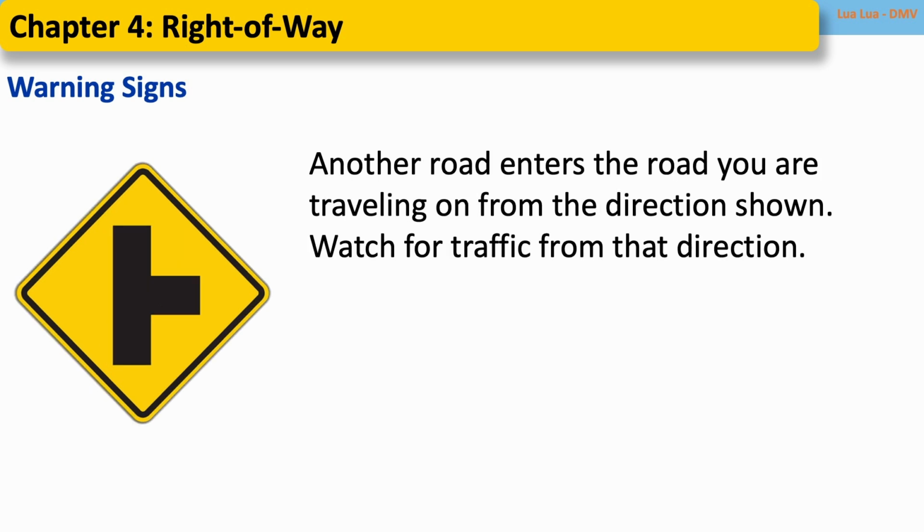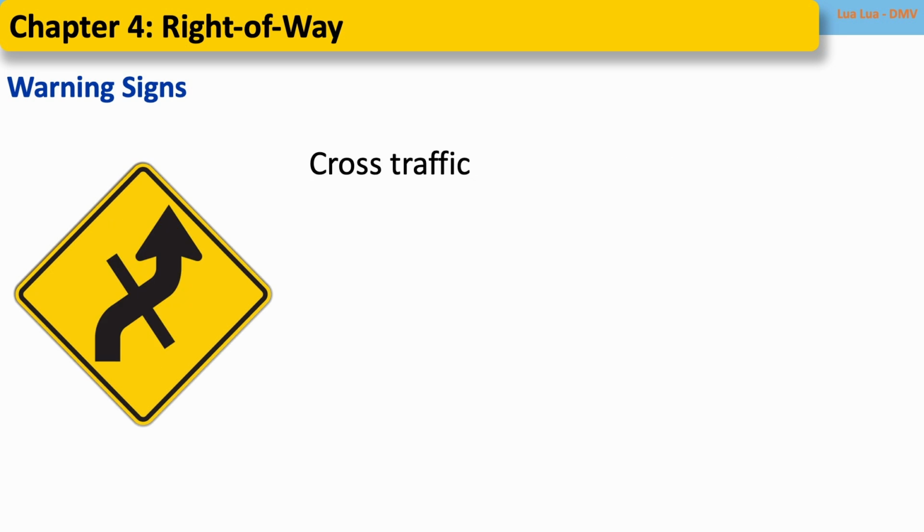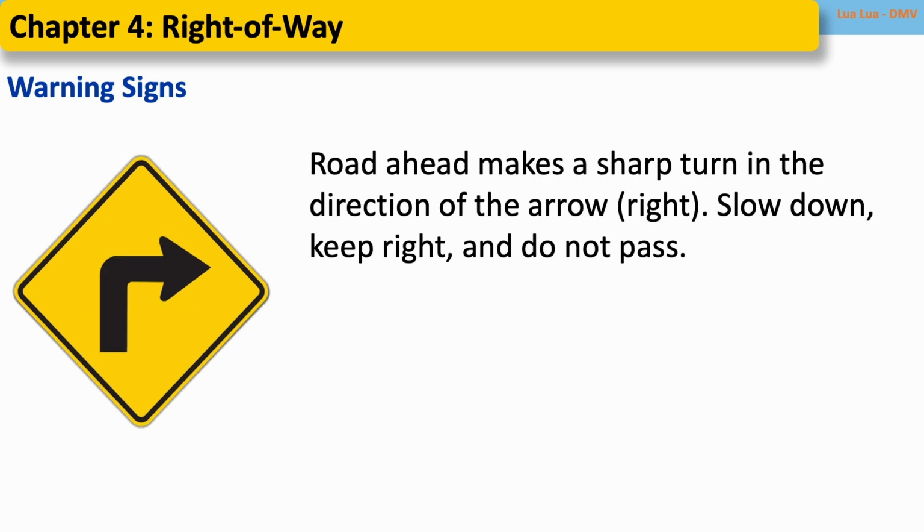Another road enters the road you are traveling on from the direction shown. Watch for traffic from that direction. Cross traffic. Road ahead makes a sharp turn in the direction of the arrow, right. Slow down, keep right, and do not pass.